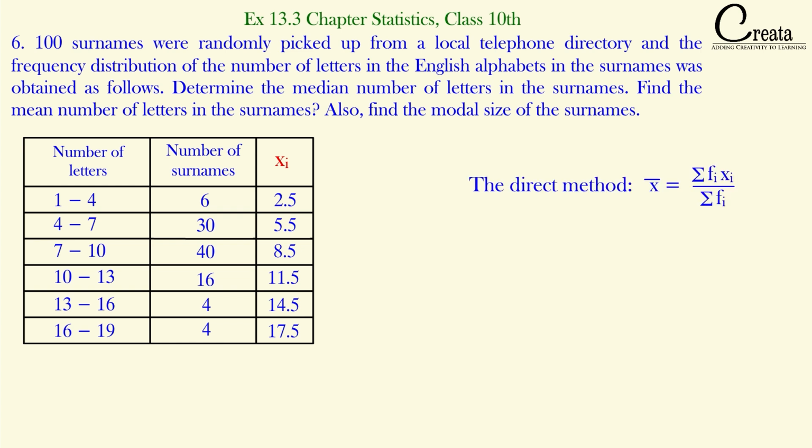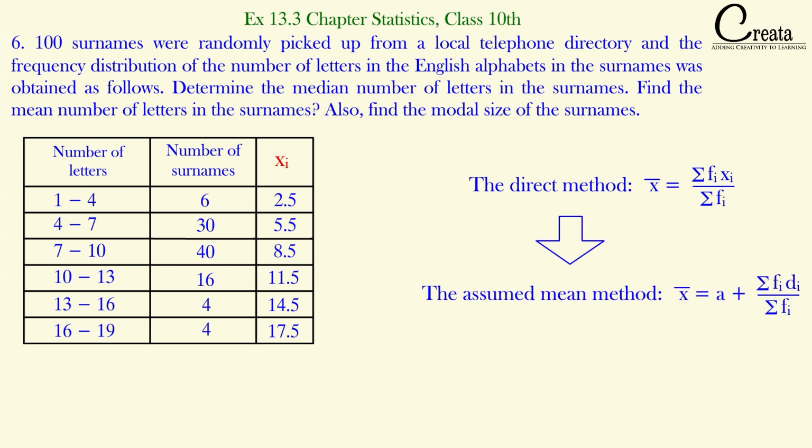We can use the direct method to find the mean. This is the formula. Or we can go with the assumed mean method, and this is the formula. You can use either of the two methods. The answer will be the same. We generally choose the method in which our calculation will be smaller. So here if we use the direct method, we have to multiply fi into xi. The calculation will be slightly tough. So we will go to the next method, which is the assumed mean method.